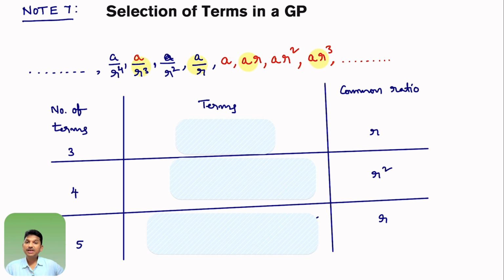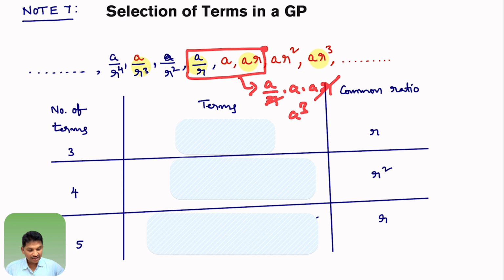In the question, if they give 3 terms in geometric progression whose sum is 20 and whose product is 40, something like that, then we choose the terms like this: A by R, A, AR. Why? Because when they give the product of 3 terms, you do the product: A by R into A into AR, R will get cancelled. Directly you will get A cube. Suppose the given product of terms is 8, directly you will get A value as 2.